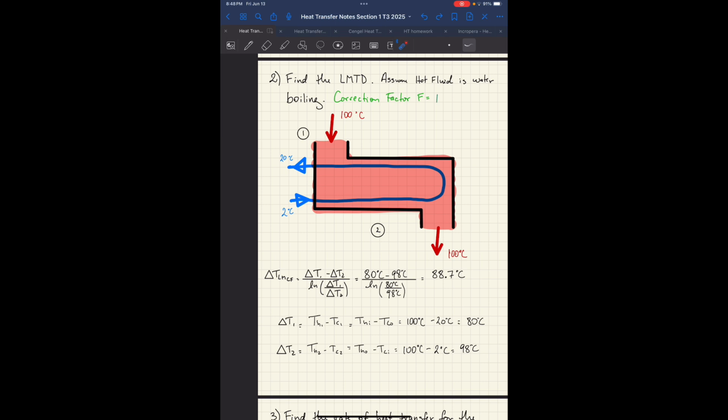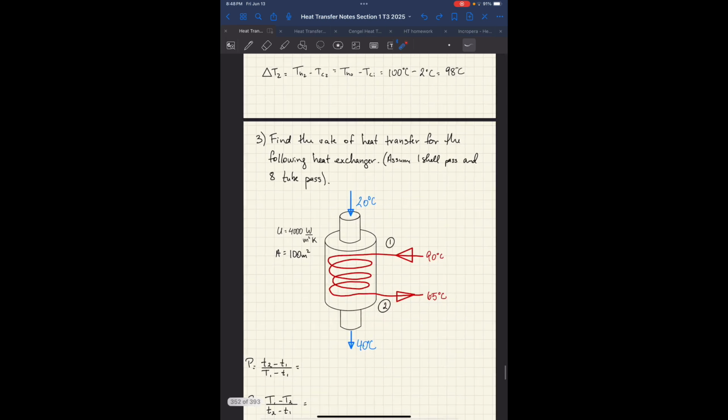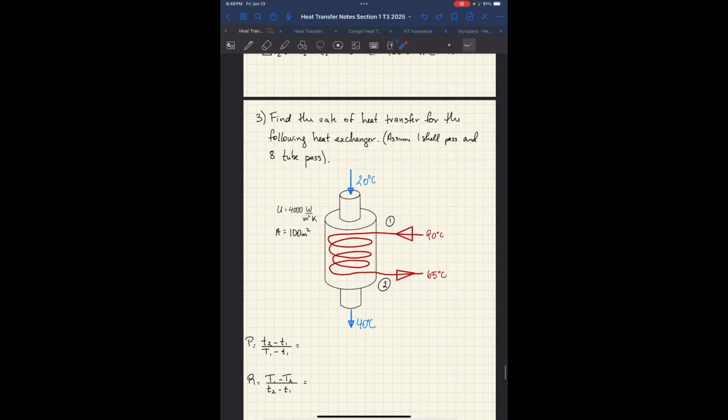If this were not correction factor 1, you would need to multiply the log mean temperature difference by the correction factor to fix the log mean temperature difference. That situation happens here in this particular heat exchanger, which is a shell and tube, again, cross-flow heat exchanger. So here, as you can see, all the temperatures are different. There's no phase change happening. So here, you're stuck. You need to use the correction factor.